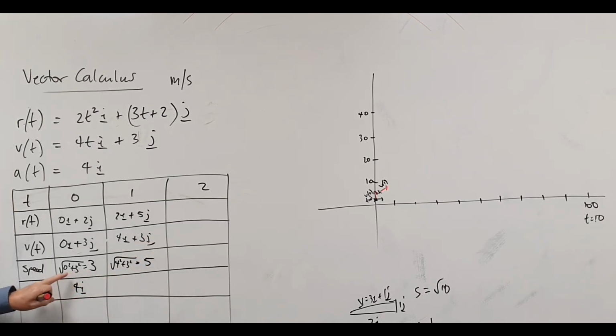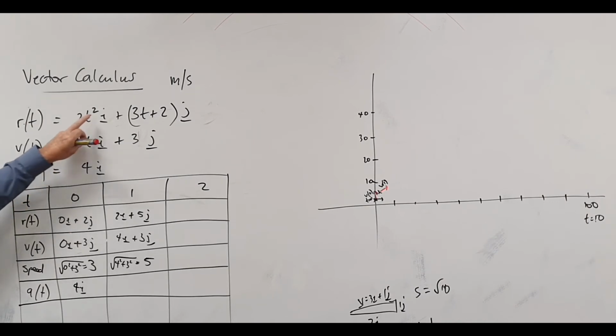By the way, if you notice when we do that, we've got no i's and no j's, because speed doesn't have i's and j's, it only has a number. Okay, so then what would a be? For a it's 2, it's irrelevant of time. By the way, I could have made this a t cubed, and then it'd be changing all the time.